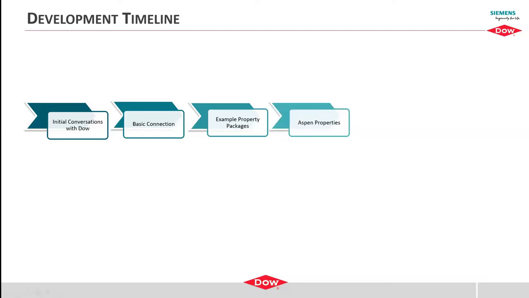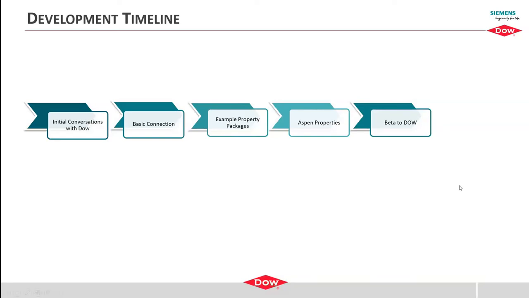We are very grateful to Dow and Aspen Plus for providing us the license of Aspen Properties, which is used by Flowmaster. After the example property packages testing, by that time we got the license for Aspen Properties, so we used Aspen Properties for testing, and that's all fine. Last week we delivered this functionality to Dow for beta testing.